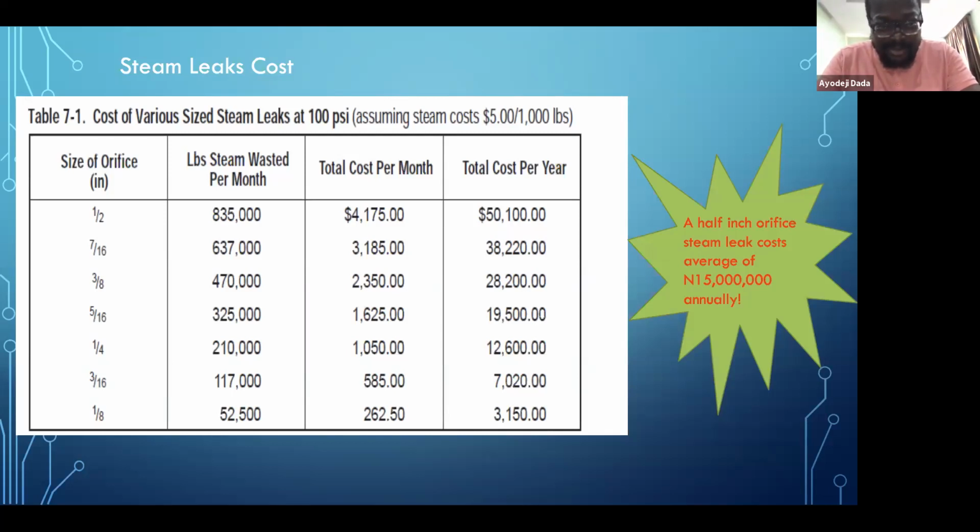I'm sure some utility managers, some boiler managers, some boiler technicians, some business managers are already thinking, how many leaks are in my factory? How many leaks are in my steam network? We need to eradicate steam leaks. I just wanted to show you the huge potential that you can have in eradicating steam leaks.